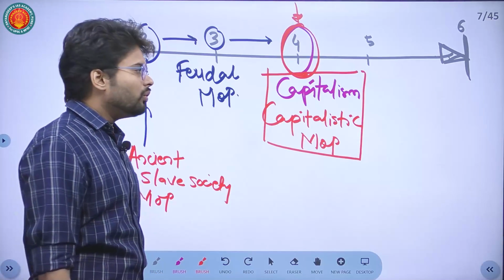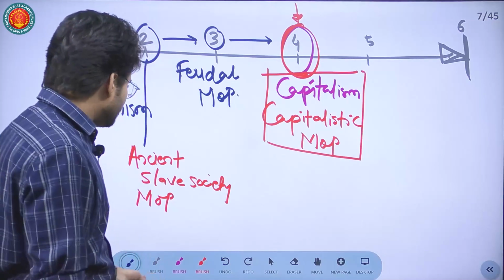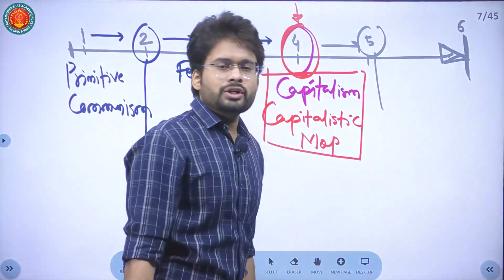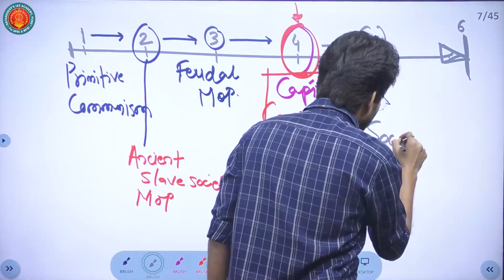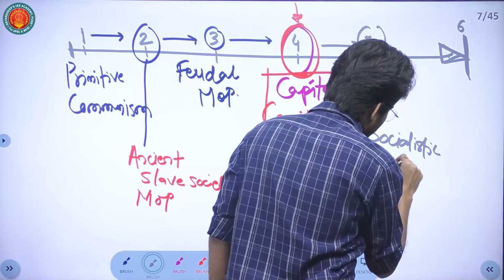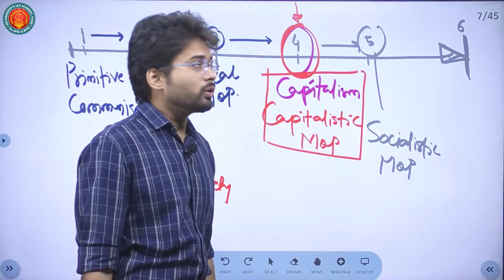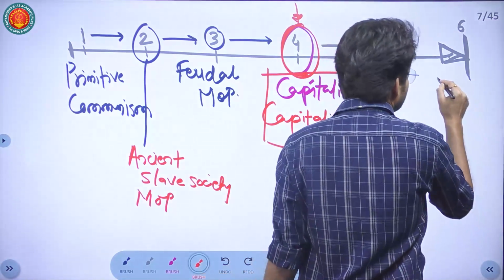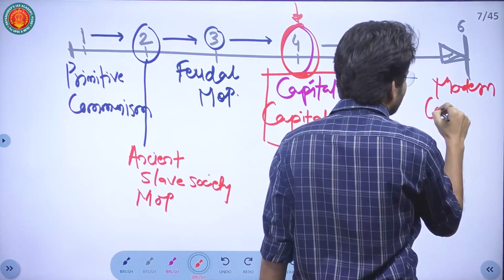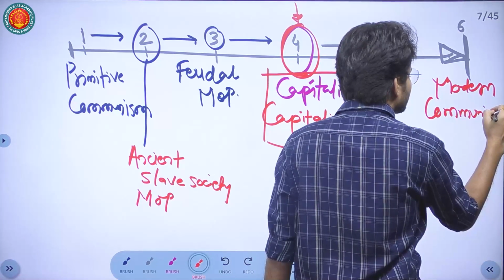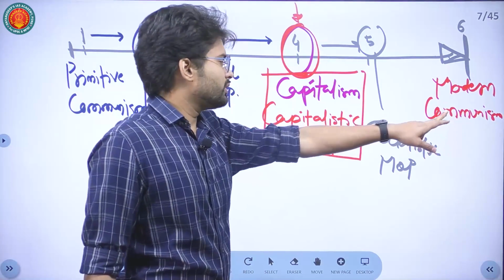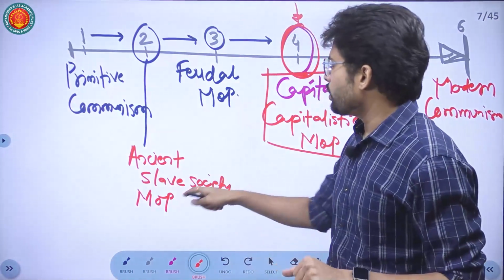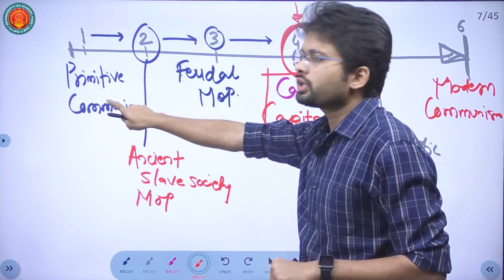And after capitalism, the mode of production will change to one new mode of production that is called the socialistic mode of production. And after the socialistic mode of production, we will again move towards modern communism, or the communistic mode of production. Write anything. Modern communistic mode of production, socialistic mode of production, capitalistic mode of production, feudalistic mode of production, ancient slave mode of production, primitive communistic mode of production.